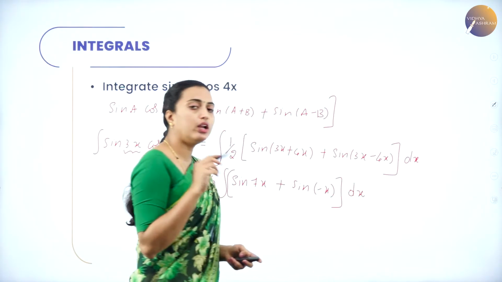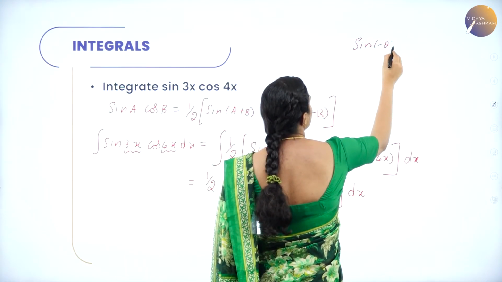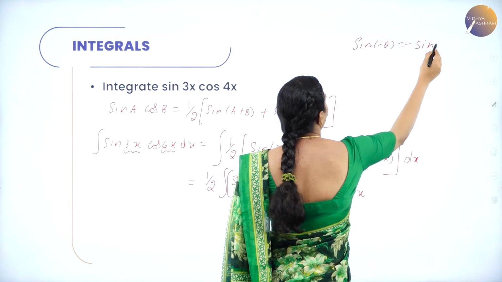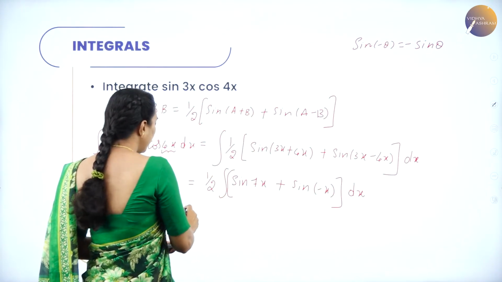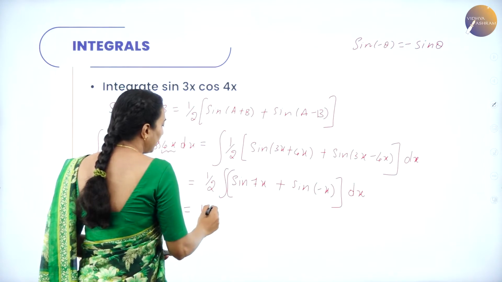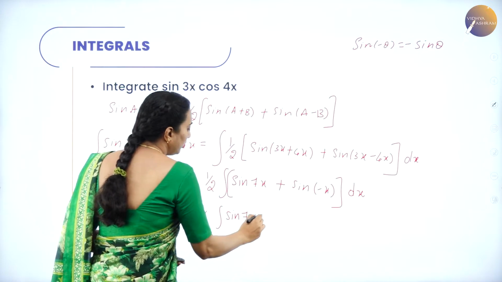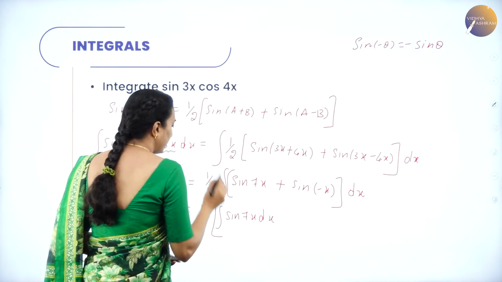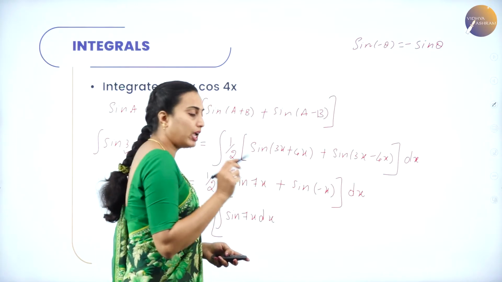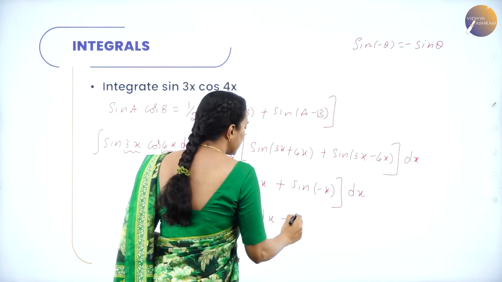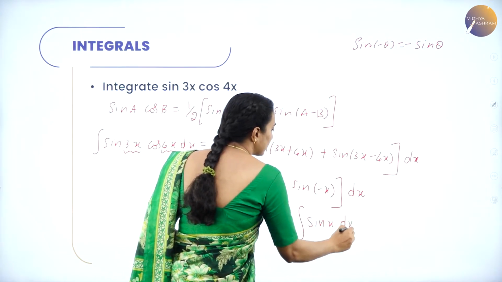Now, you know already, dear students, sine of minus theta is nothing but minus sine theta. So accordingly, writing this sine of minus x as minus sine x, and separating the integral of sine 7x into dx, half will be multiplied here, plus sine of minus x will become minus sine x, minus into plus is minus, integral of sine x into dx.